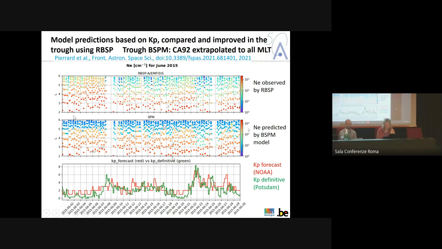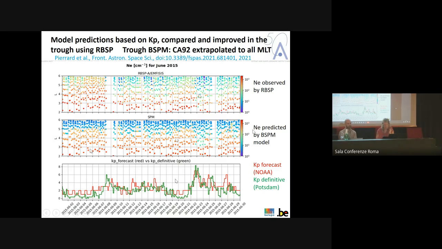But here you can see what was predicted by the model and what is obtained by the Van Allen Probes, the satellites just launched in 2012 by NASA that cross the plasmasphere and the radiation belt. And you can see that the densities in the plasma trough are higher than what is predicted by the model. So we have now improved this part of the plasma trough by using the new observations of the Van Allen Probes.